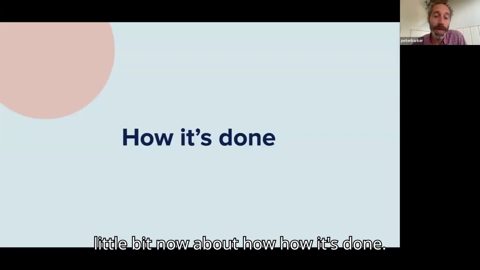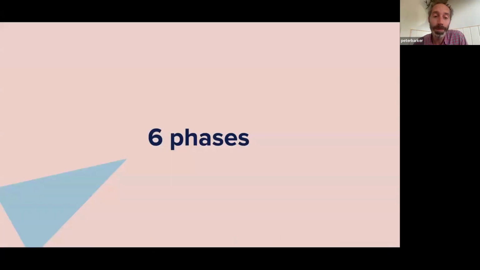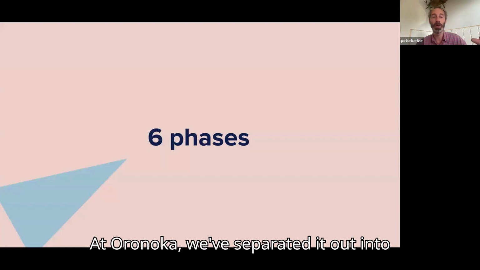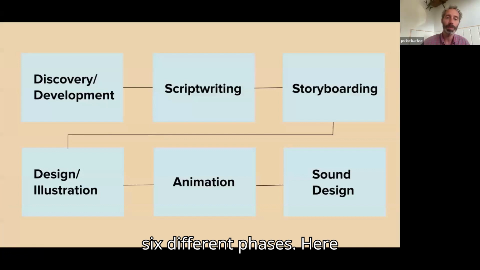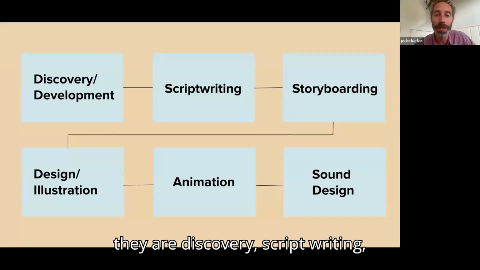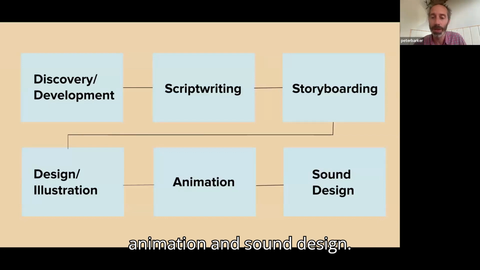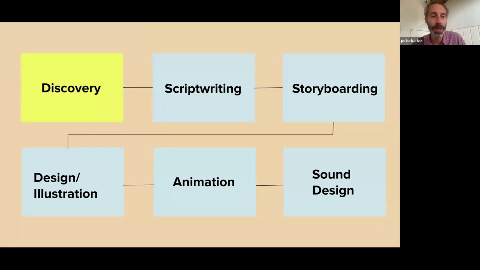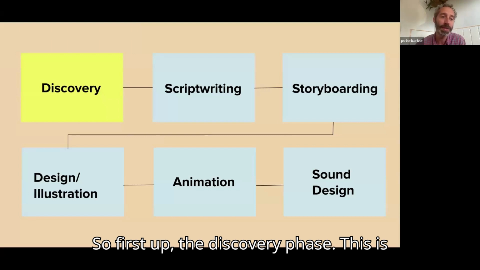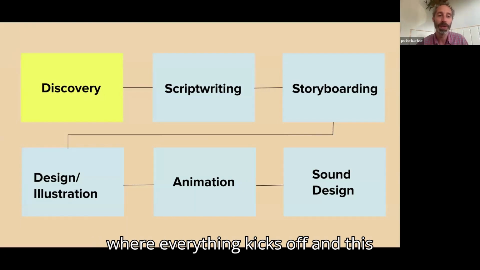So I'm going to talk a little bit now about how it's done. At Orinoco, we've separated it out into 6 different phases. Here they are: discovery, script writing, storyboarding, design, illustration, animation, and sound design. So first up, the discovery phase. This is where everything kicks off.